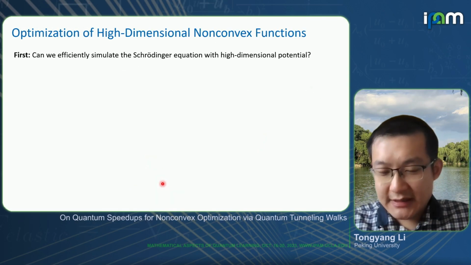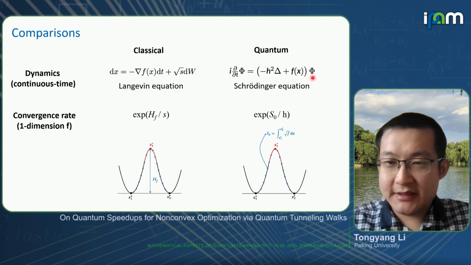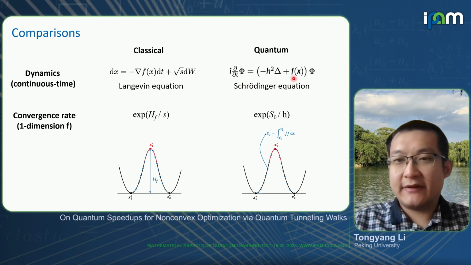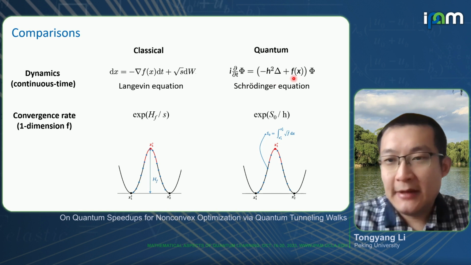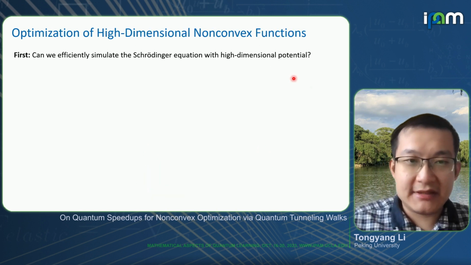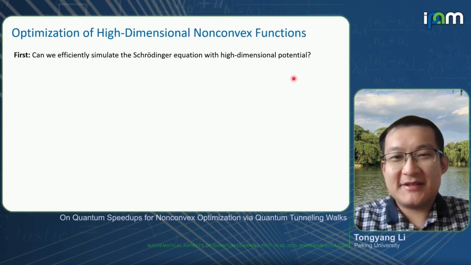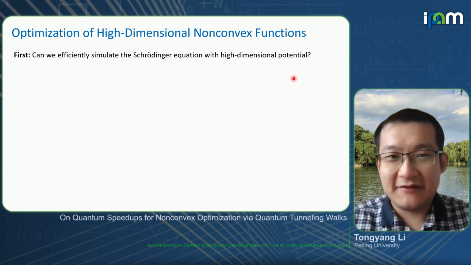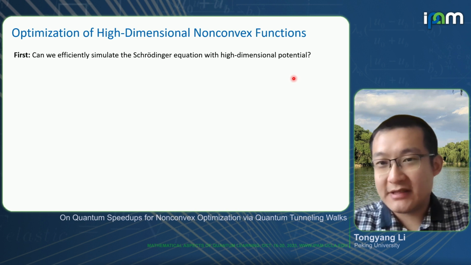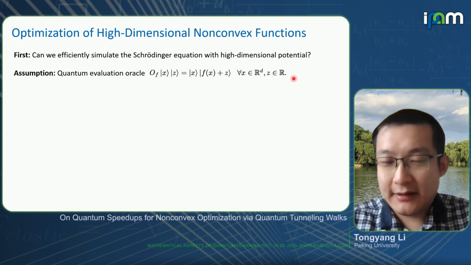In general, you can see the idea that we want to simulate this Schrodinger's equation, as long as we have this potential f, and see what the behavior of solving such an optimization problem is. So the first question that we should probably address is: it is good that you can talk about this quantum dynamics, but can we actually efficiently simulate the Schrodinger's equation, even in a high-dimensional case where the function f is a high-dimensional potential? This is the first problem that we should address.